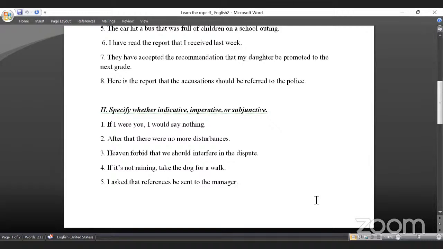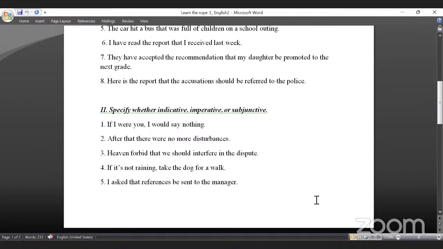Ma'am, can you hear me? I think subjunctive, because this action has not been done yet. It's supposed to happen. Yes, it's supposed to happen, and the person wishes it to happen a certain way. I asked that references be sent to the manager. Okay, ma'am. Yes, ma'am.